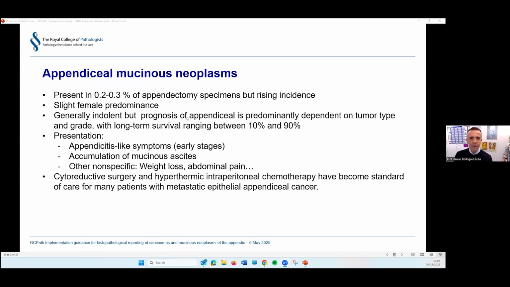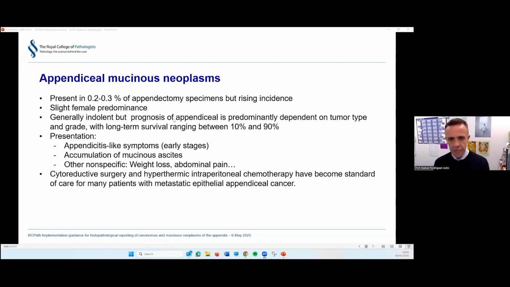What we are going to talk about today is the appendiceal mucinous neoplasia. Just a very brief comment: they are not very frequent, less than 1% of appendicectomy specimens, and a little bit more common in females. We will cover that later. The prognosis depends on the type of the tumor, the staging, the grading, and the surveillance. The survival varies between types of tumor, between 10 and 90%.